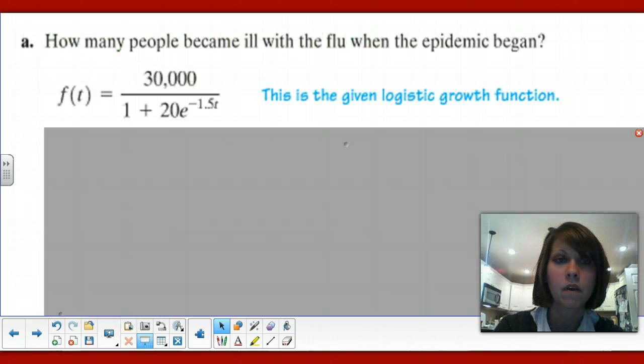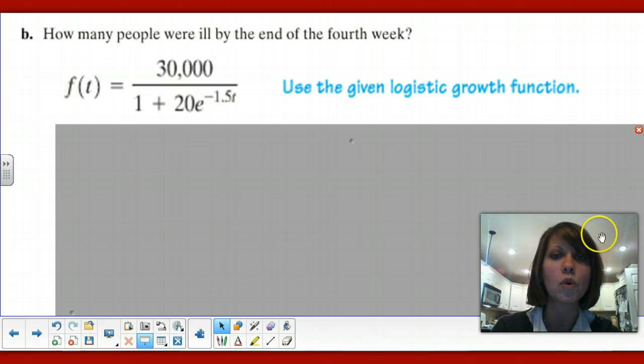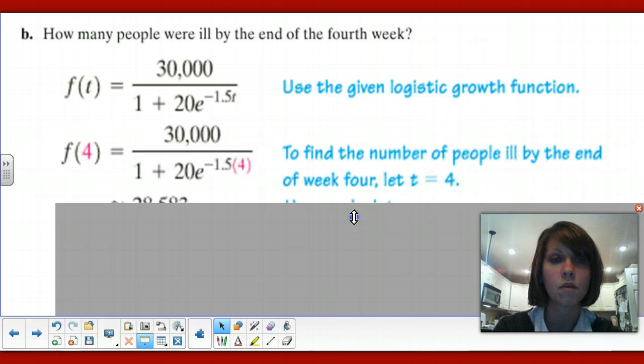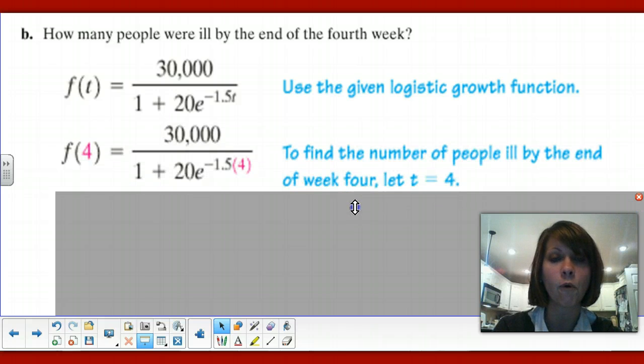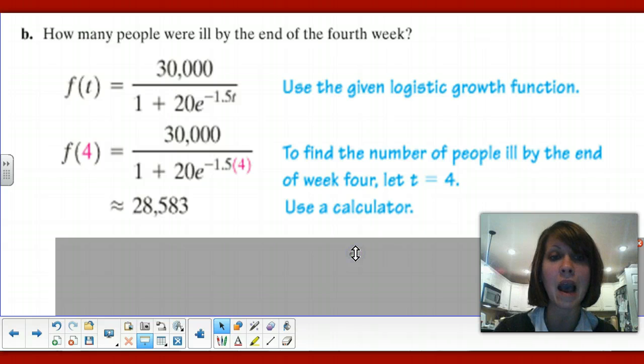Okay? Part B. How many people were ill by the end of the 4th week? Well, T is measured in weeks. We're going to do F of 4. So after the 4th week, 28,583 people were sick. Yikes. Okay, let's back up to A.